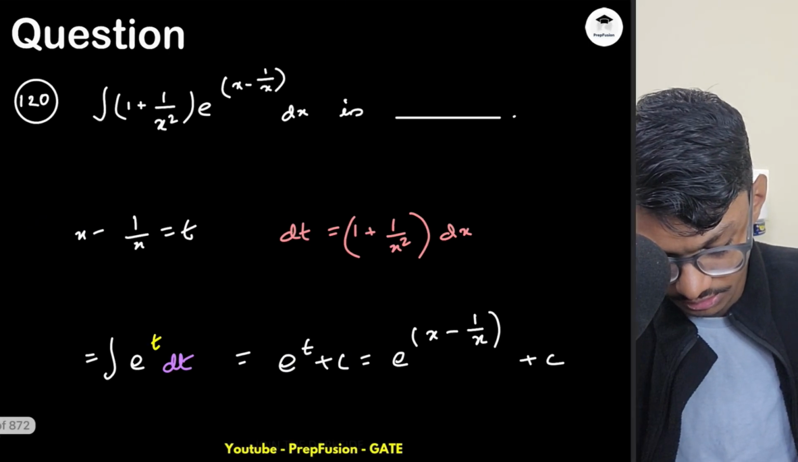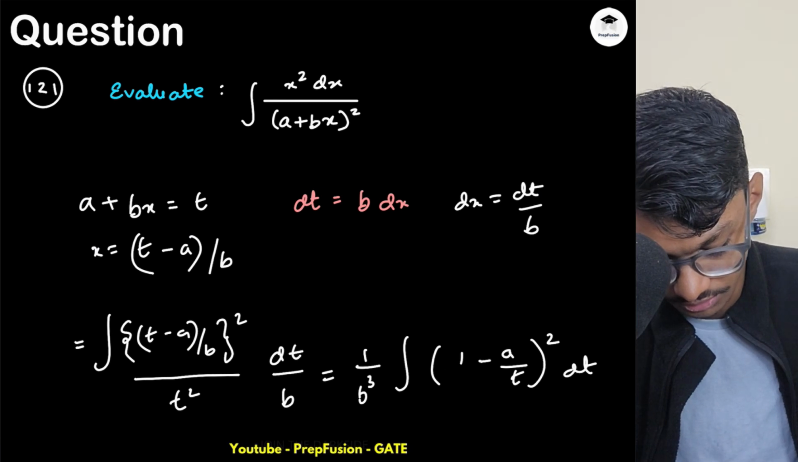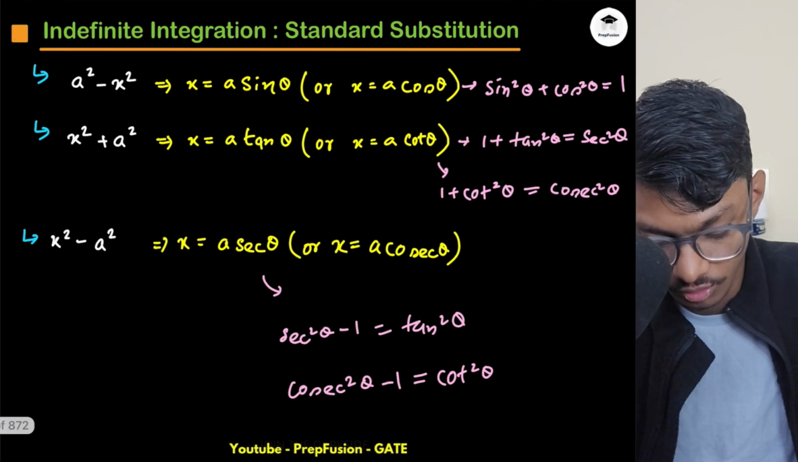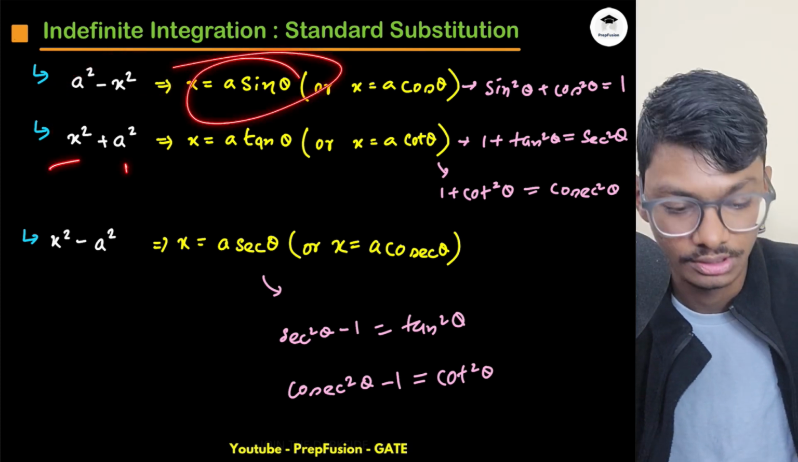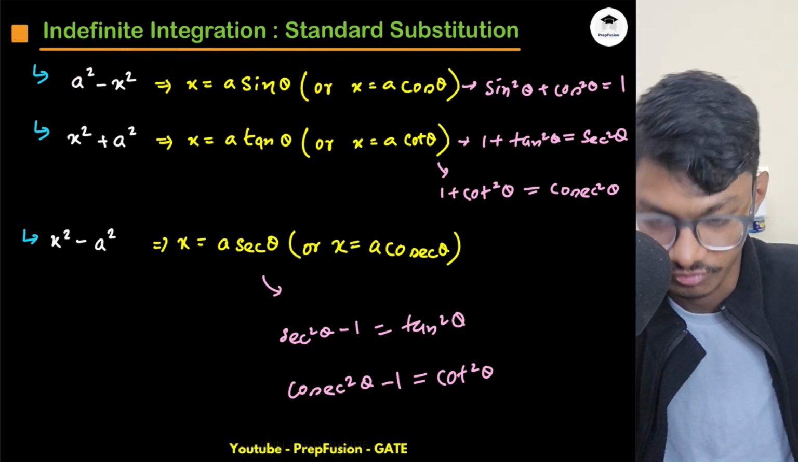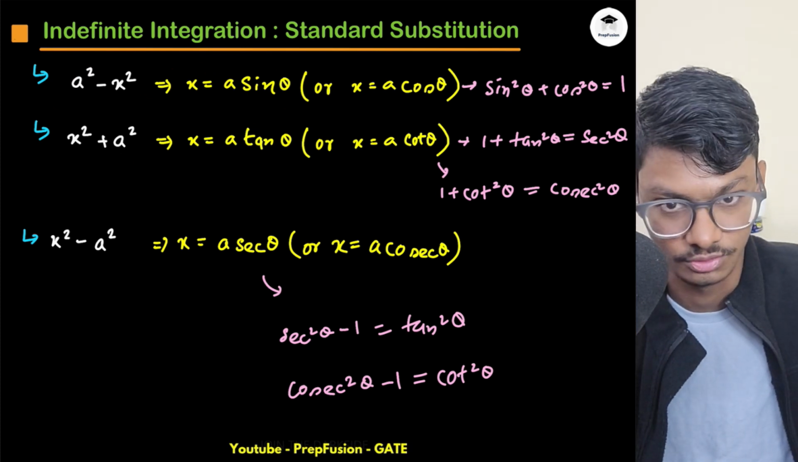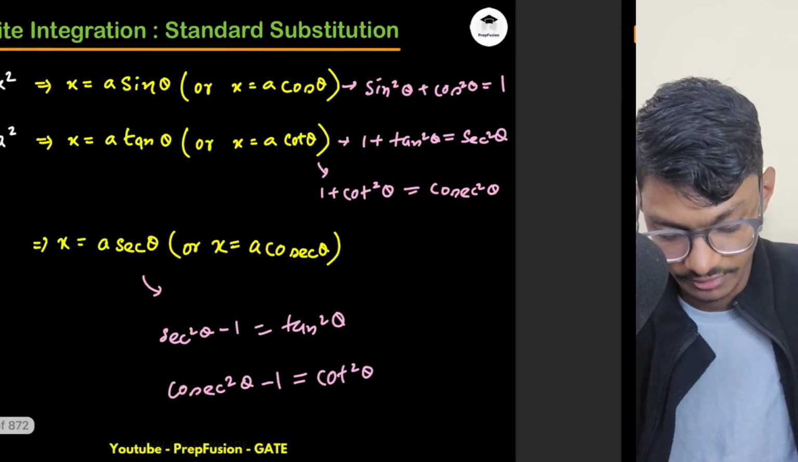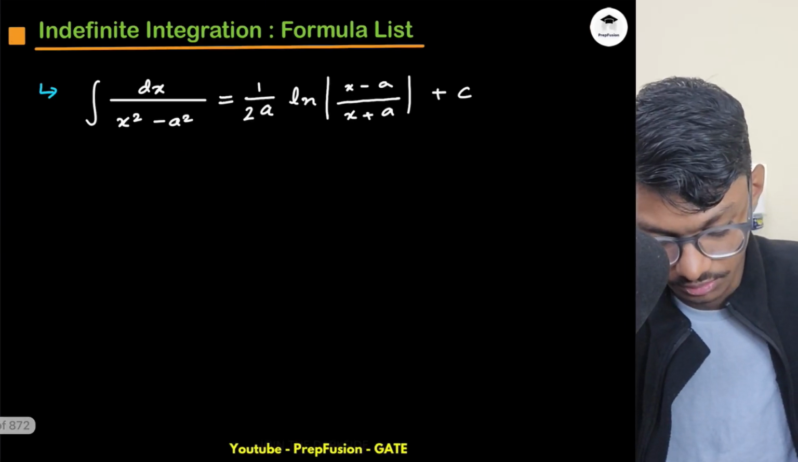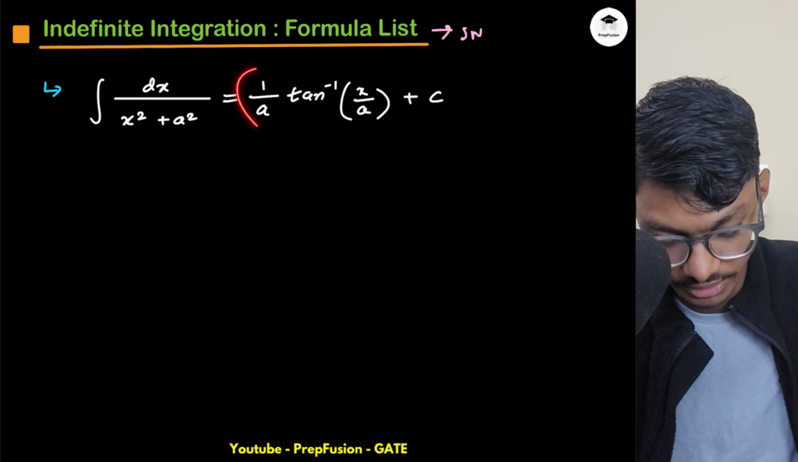So I think that was the only question. Yeah. So I told you about the angle formulas, right? How if I have a square minus x square or x square plus a square, what substitutions you have to make. These are the few standard substitutions. So let's solve few things. So I gave you this one, was the first one. So you get this direct result.